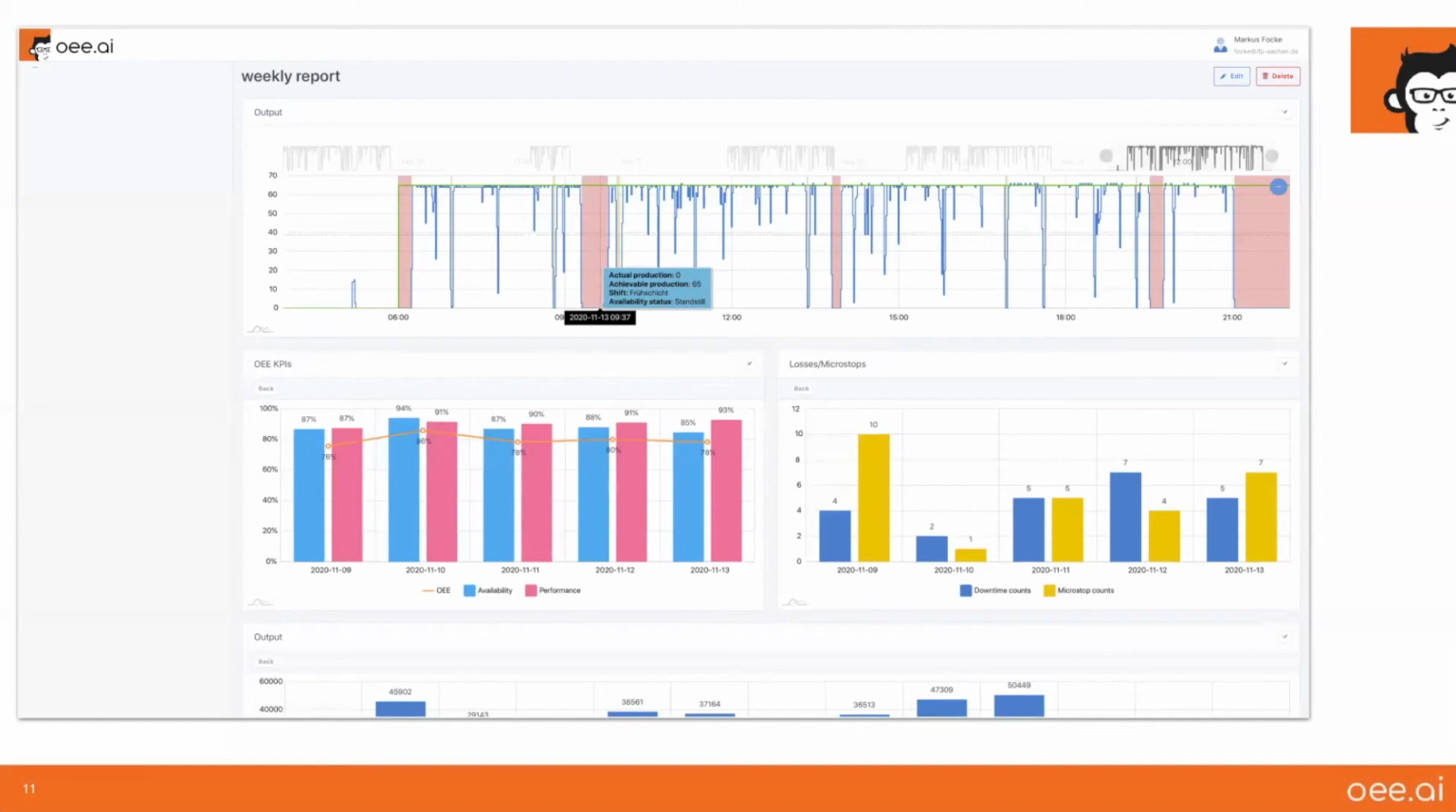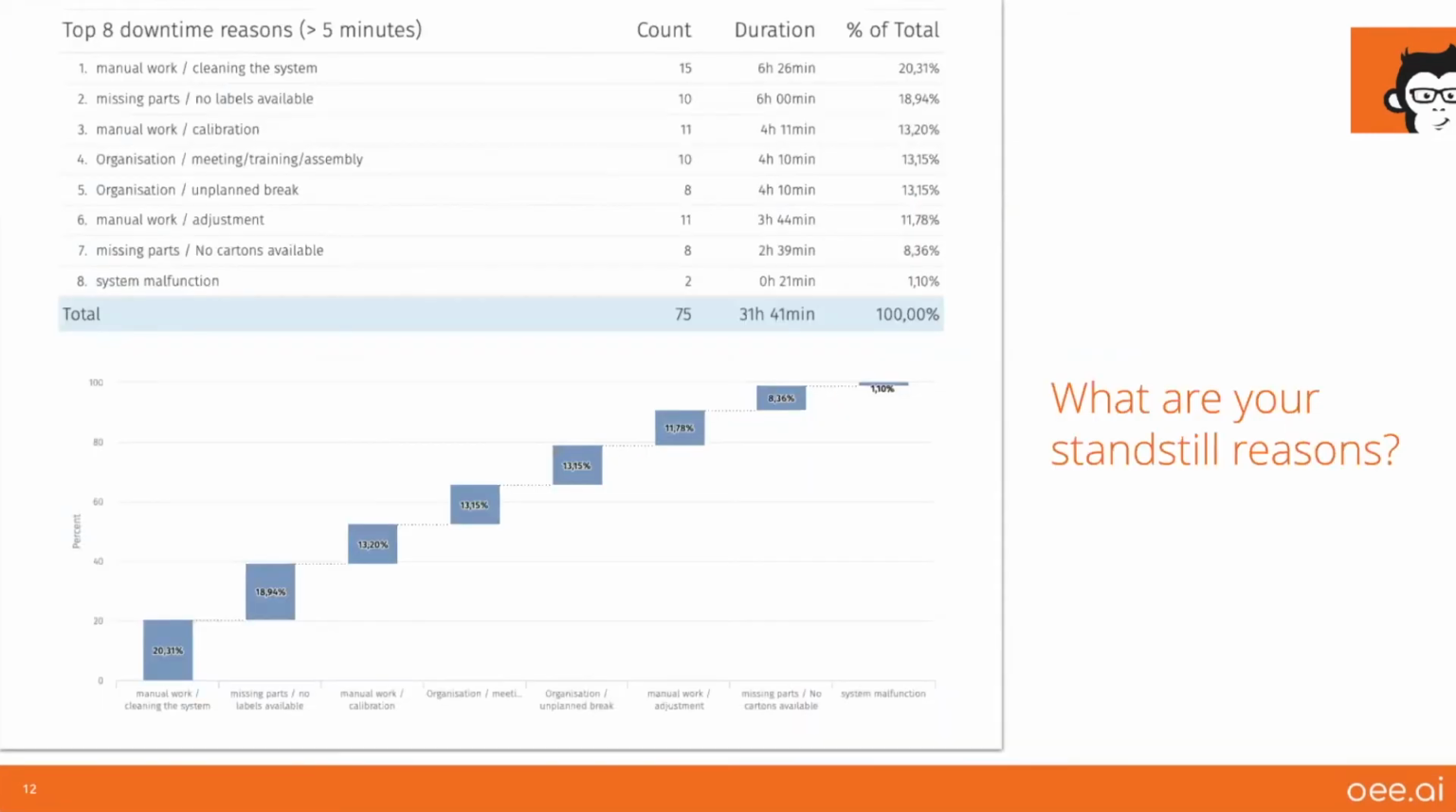So now you know that there is a standstill. Well, you want to know why. You want to see what our problems are in terms of optimization, because in the end, you don't want to see how it's running. In the end, you want to increase your OEE. And this is a question of how to do that. So the first thing is knowing why it stopped.